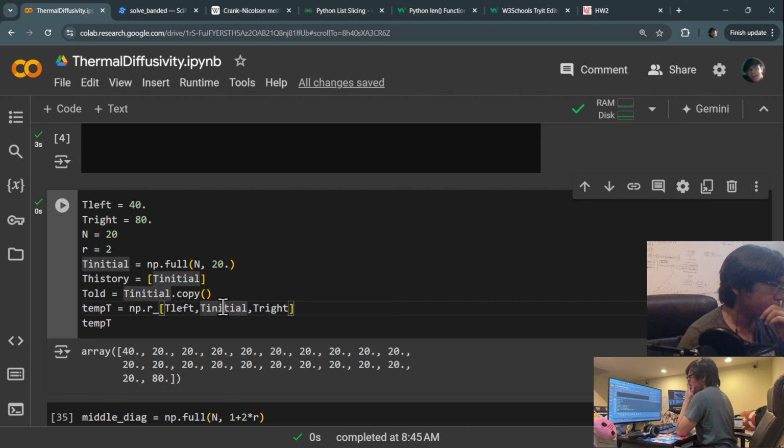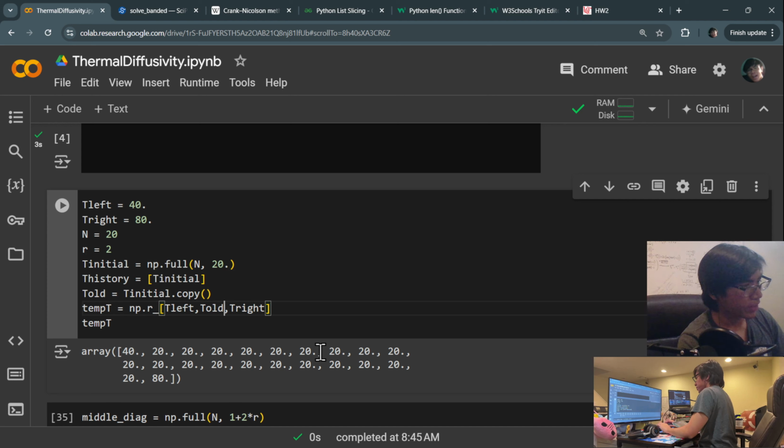So T initial here. This will eventually actually be T old. I don't know why I left it like that. It'll make more sense when I actually write the loop, but right now I'm just making sure it's right. So we'll be using temp T. Again, temp T is our uniform bar, the entirety of it.